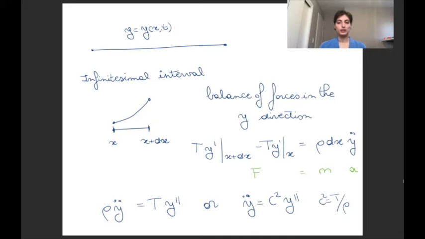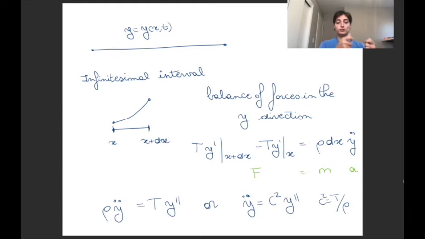Let's try to retrieve the wave equation from the physical example of a plucked string. As we did for the Laplace equation and for the heat equation before that, we are taking an infinitesimal interval between x and x plus delta x, and we want to find a balance of forces in the y direction, so in the vertical direction with respect to the string. We base ourselves on the fundamental law F equals m times a in this infinitesimal interval.